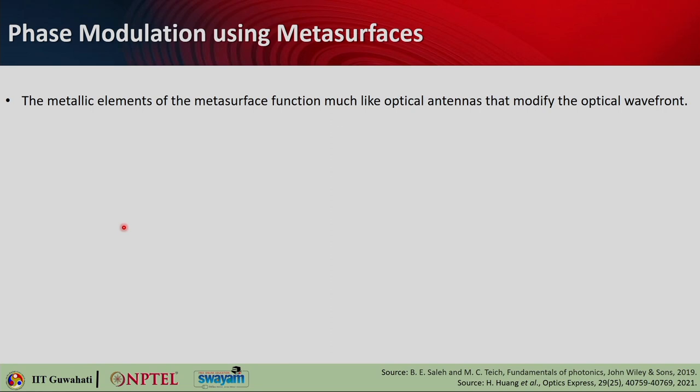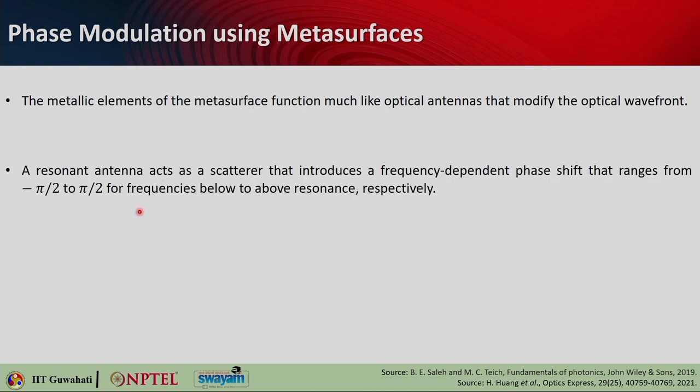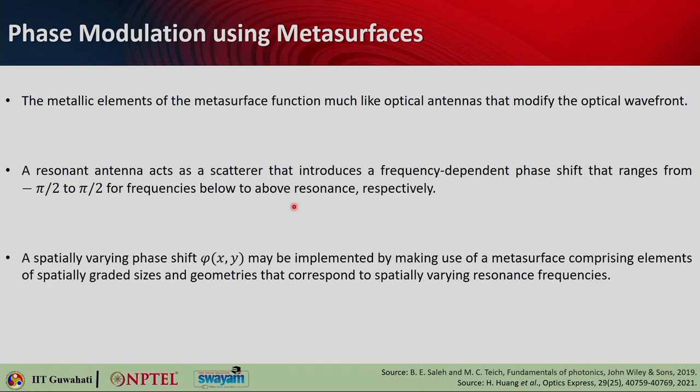Now, what is the magic in this metasurface? The metallic elements that you see in the metasurface function much like optical antennas, which can modify the optical wavefronts. Resonant antennas act as scatterers and they can introduce a frequency dependent phase shift, which can range from minus pi to pi for the frequencies below and above resonance. So, a spatially varying phase shift like phi(x,y) may be implemented by making use of a metasurface which comprises elements of spatially graded size, because along x and y there is a variation in the phase shift.